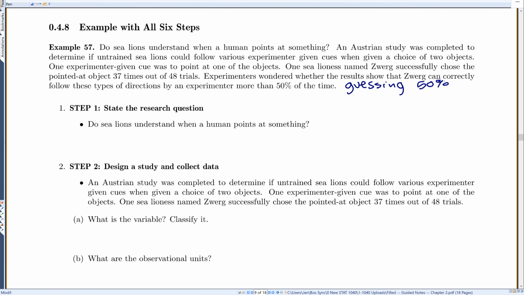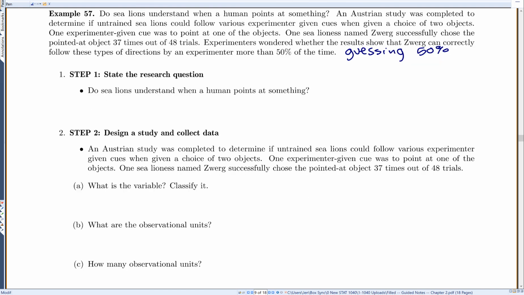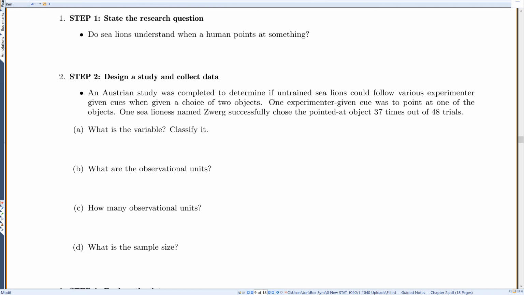So step 1 is state the research question. In this case, it would be, do sea lions understand when a human points at something? Step 2 is design a study and collect data. So they had the Austrian study, and they would point. Zwerg successfully chose the object 37 out of 48 times.